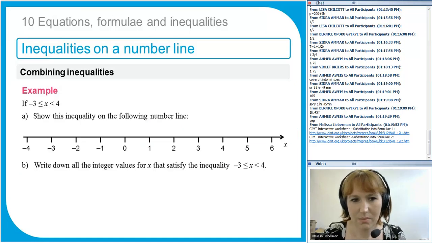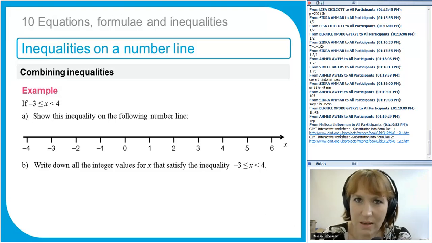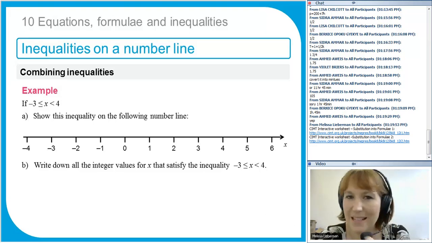Okay, let's try and illustrate this one on a number line. So this says if x is greater than or equal to -3, but less than 4, show this inequality on the following number line. So that's how I would read it. I would start with the x, and I'd say the x is greater than -3, reading it that way, and then the x is less than the 4. Or the x is between -3 and 4.